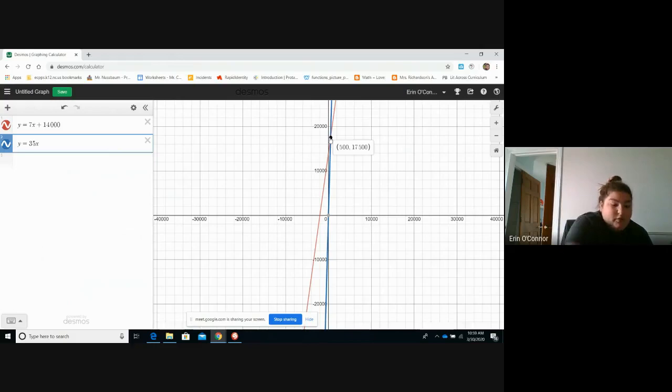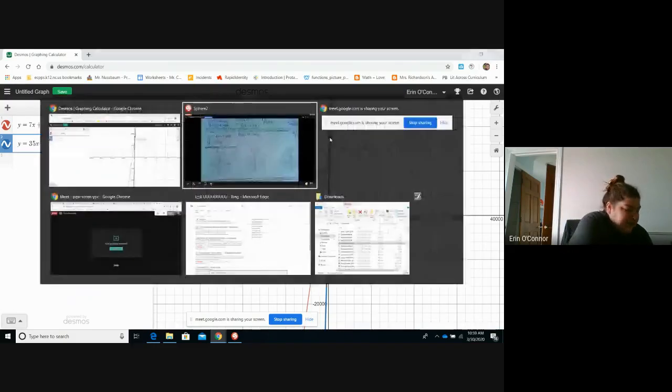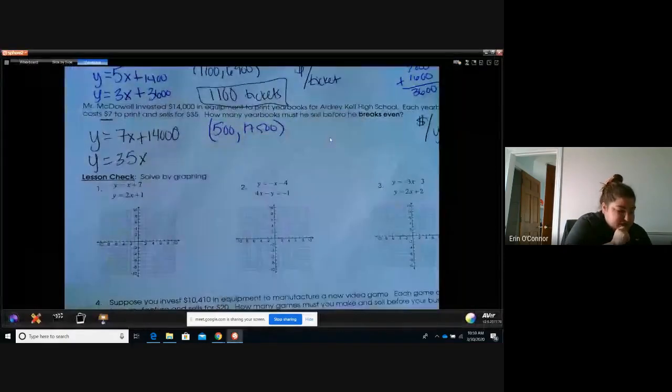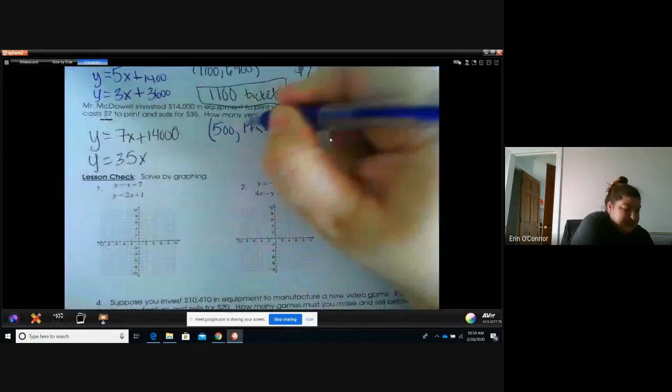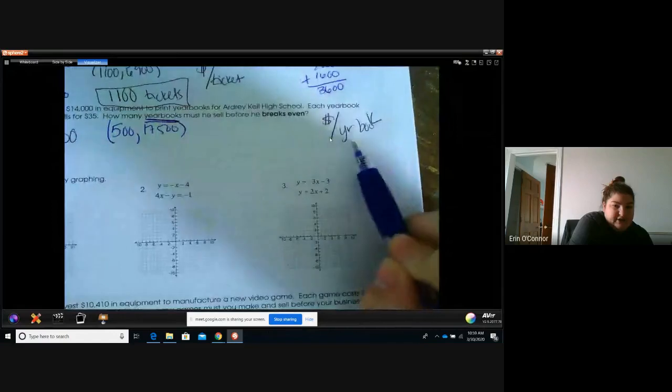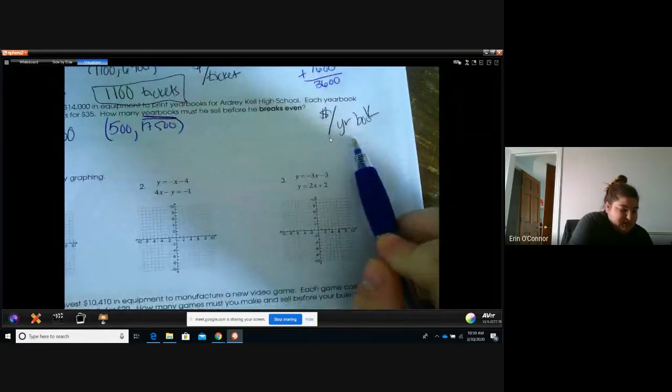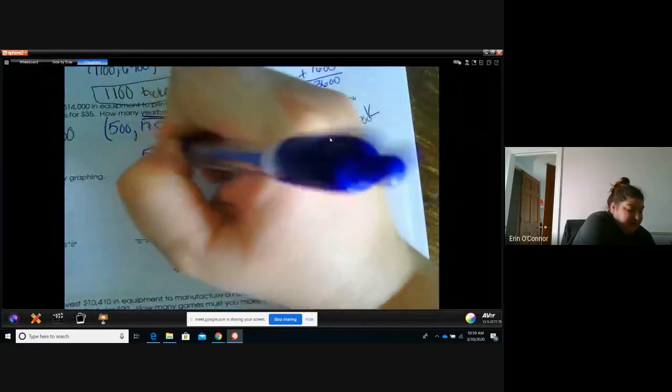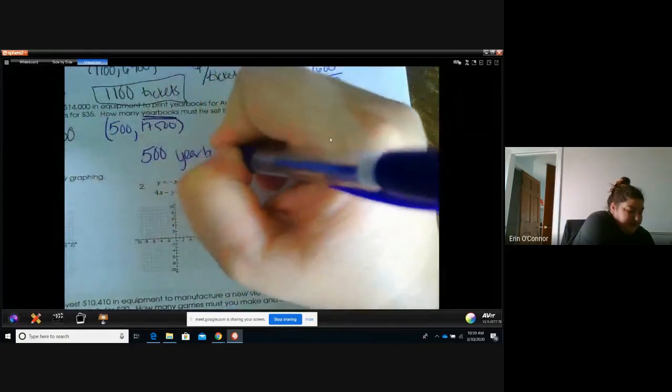He breaks even when these two equations are the same. That's why we're trying to find the solution. And I need to know yearbooks. So this is y over x, y over x. So x is our yearbooks. And he would need to sell 500 yearbooks.